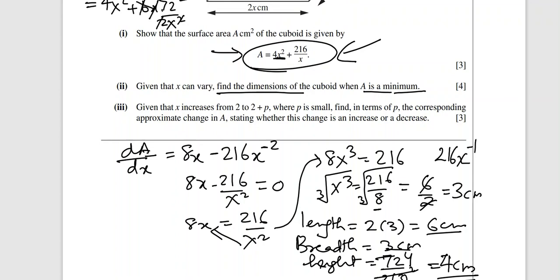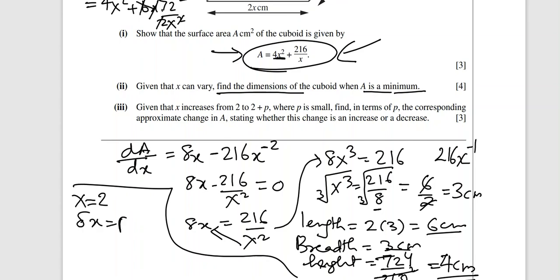Alright, given that x increases from 2 to 2 plus p. Okay, so that means x is 2 and delta x is p. P is the change in x. Okay, find in terms of p the corresponding approximate change in A.